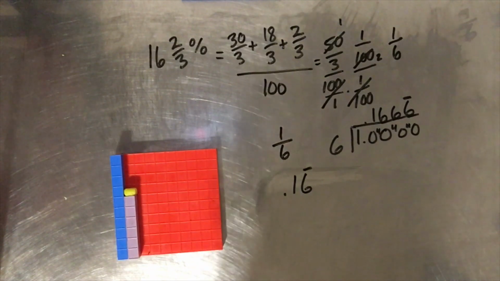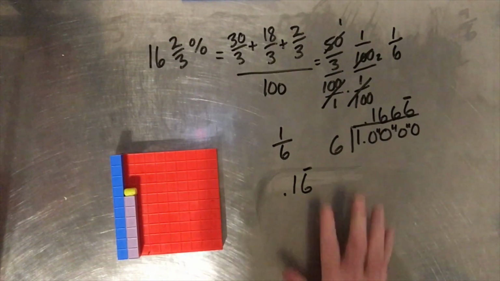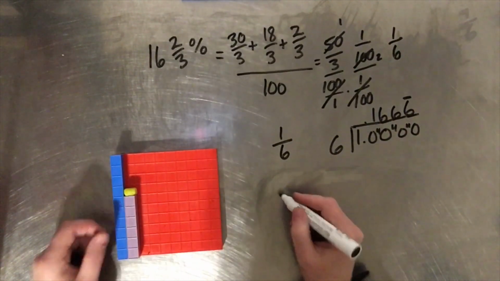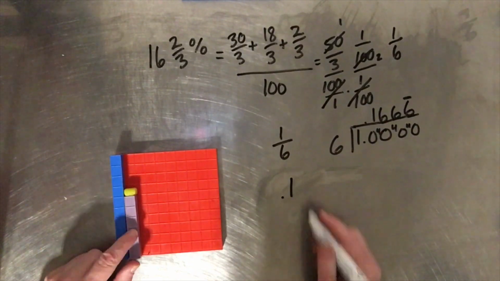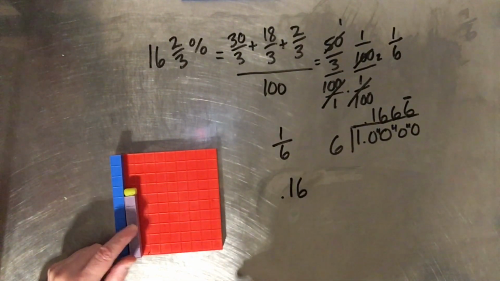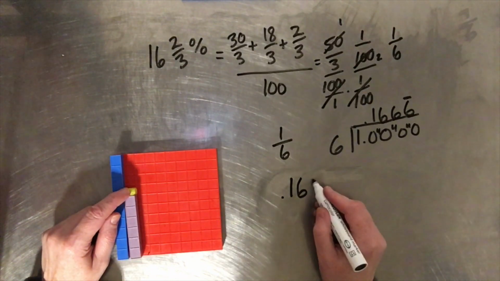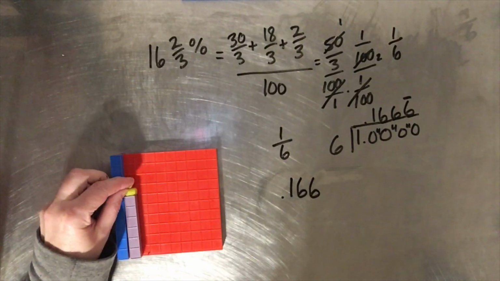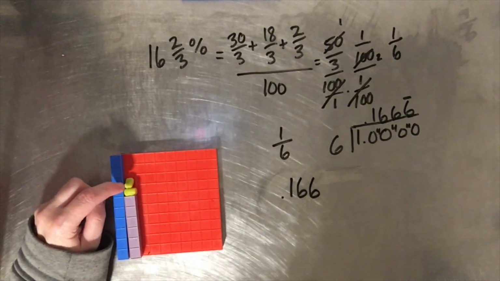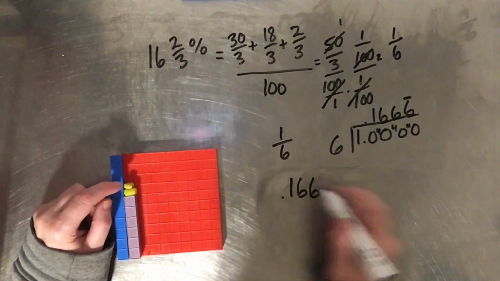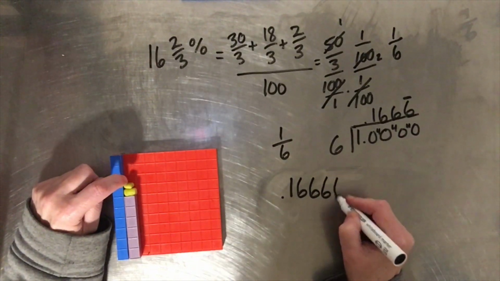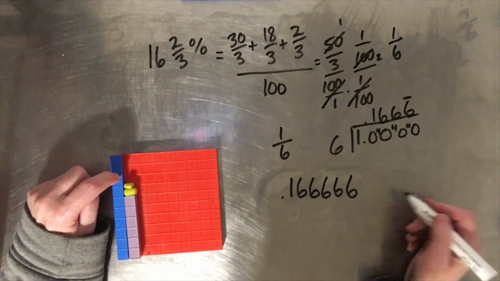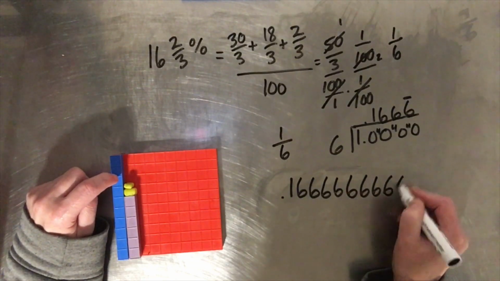What this means, though, 0.166 repeating, is that, let's just erase that for a second, we've got 1/10, and then we've got 6/100ths. And then we're going to add on 6 of the thousandths. And then we'll add on 6 of the 10,000ths. And then we would do 6 of the 100,000ths, 6 of the millionths, and so on. We keep adding on 6 more smaller pieces.